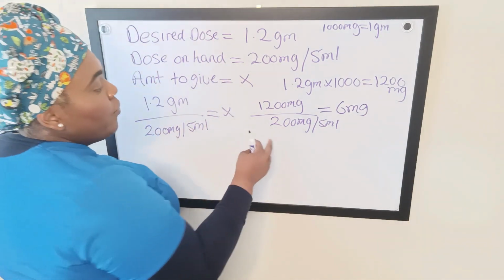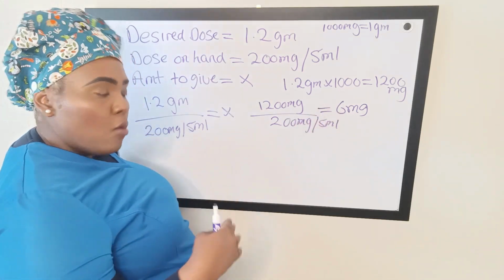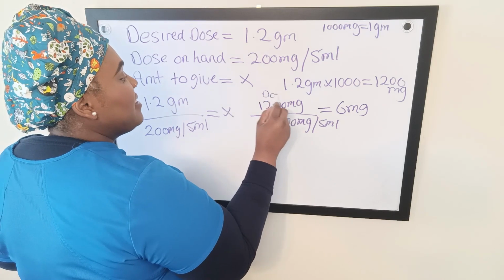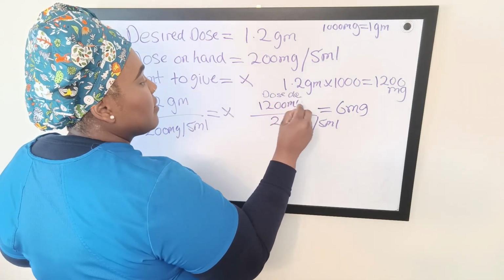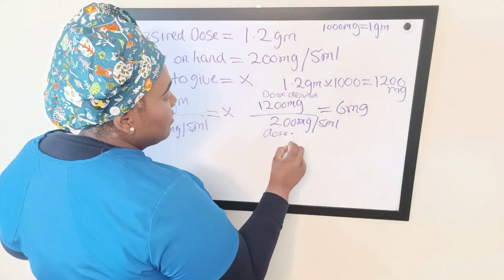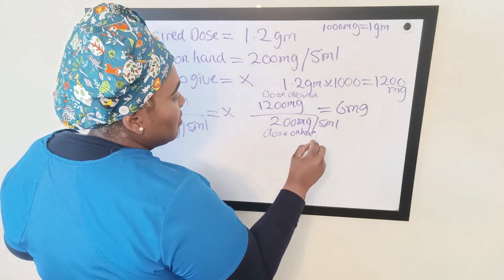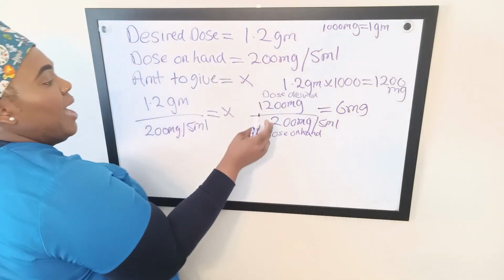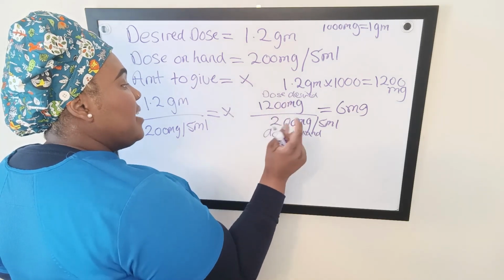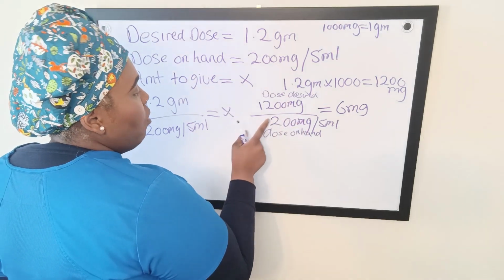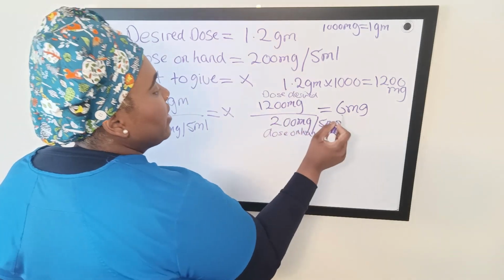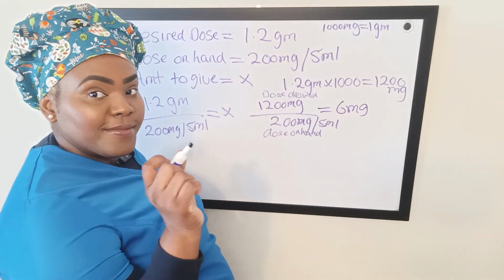Alright? Now we have to bring the equation to make it workable. 1,200 milligrams is the dose desired. Alright? This is the dose on hand. Yes? So we have to divide, as we know in our formula, dose desired divided by the dose we have available or on hand. So 1,200 divided by 200 milligrams is going to give us 6.